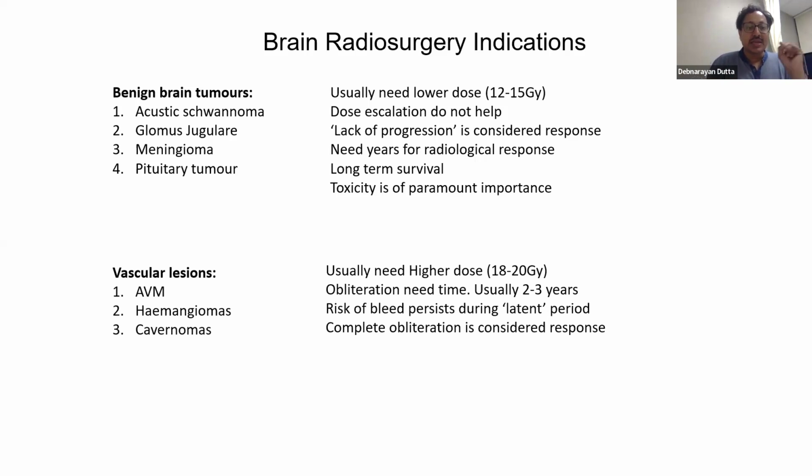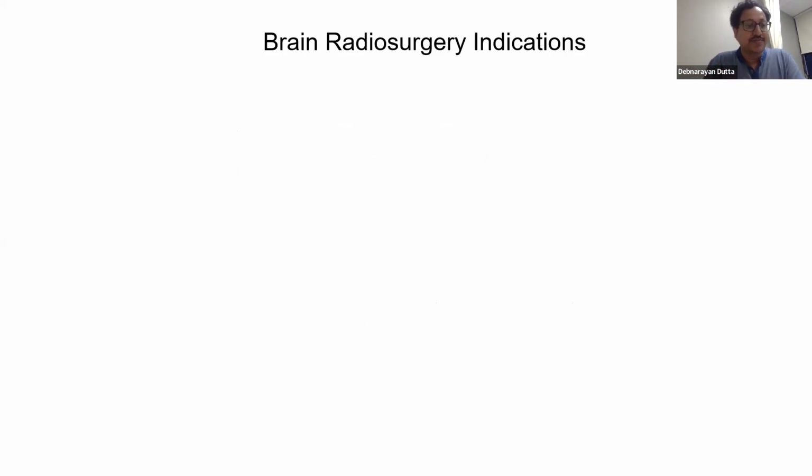And there is a response, and the response usually takes 2 to 3 years. And there is a definitive response that you get, not like benign disease, where lack of progression, I mean it is not increasing, we call a response. It is not like that. Here we see a regression, complete response and obliteration at some point, 3 to 5 years down the line after the radiation is given, and that is considered a response. So here definitive response assessment measures are important, and you need to give this kind of dose.